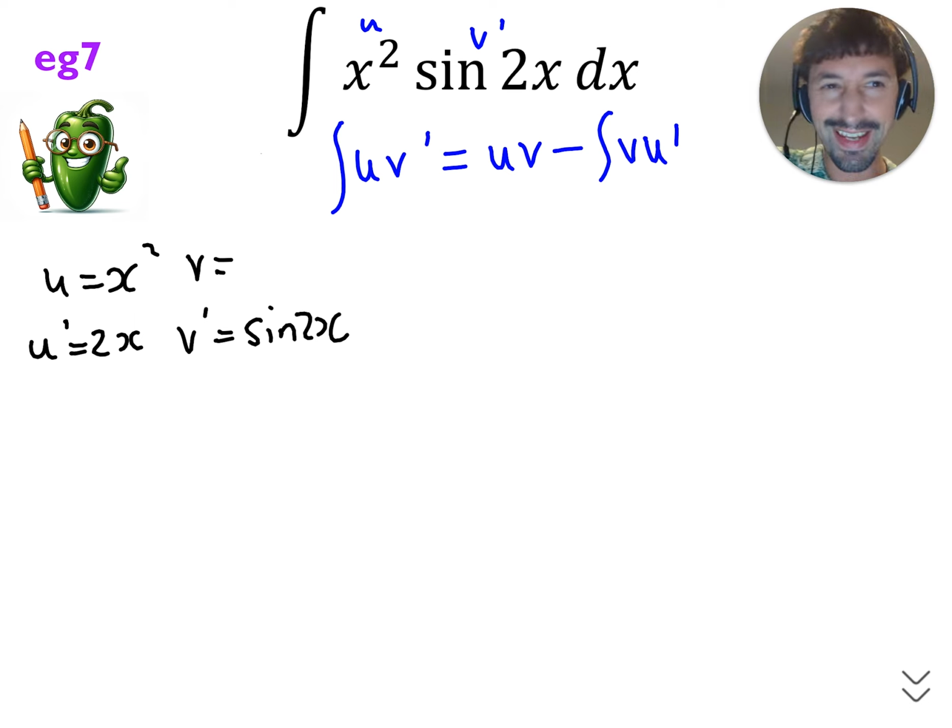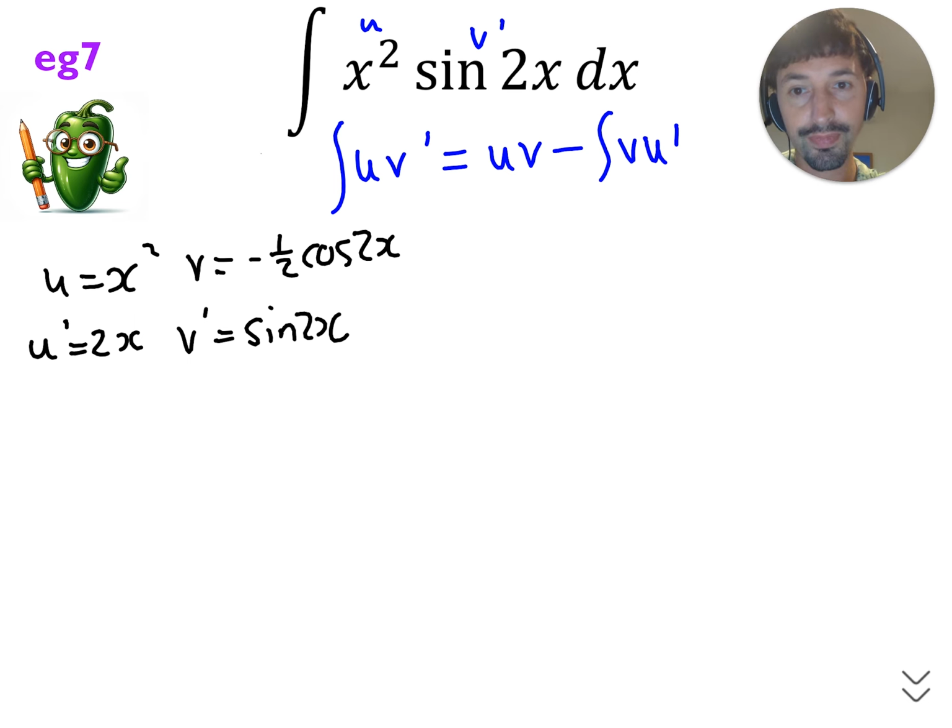So we know that sine integrates to negative cos, but because of the 2x, we have to apply the reverse chain rule. So if you were to differentiate something that was a function of 2x, because of the chain rule, you would be multiplying by 2. For that reason, we're going to divide by 2. So bringing it all together, you're going to get negative a half cos 2x. Now I'm going to call that integral I.